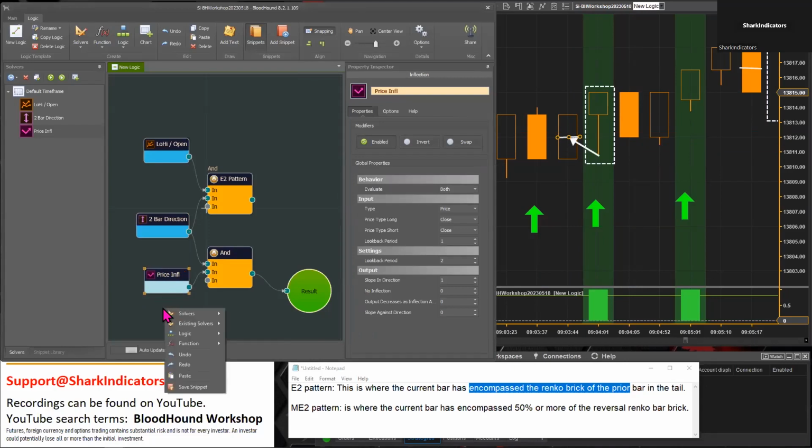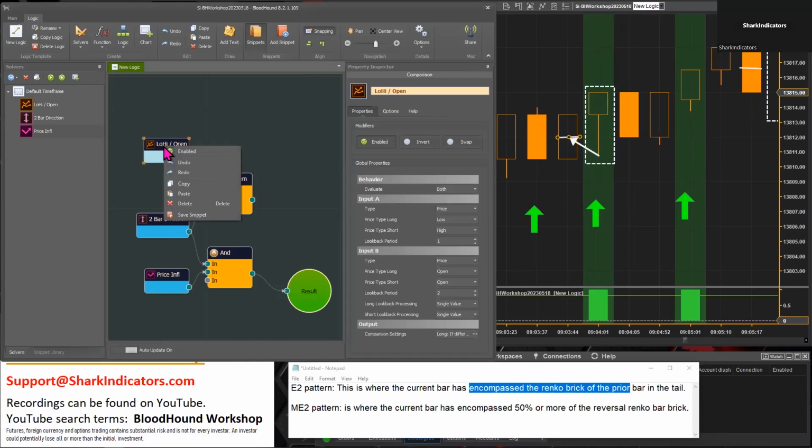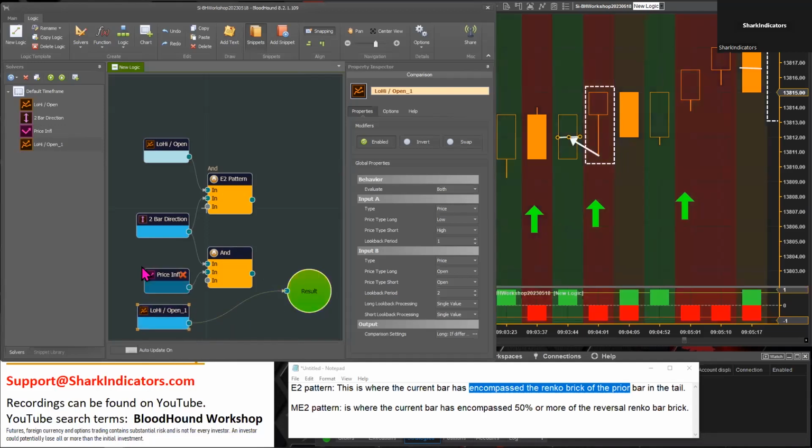So let's do this. Let's make a copy of the one that we've already built here, and we can paste it down here. There we go. Let's connect that up.